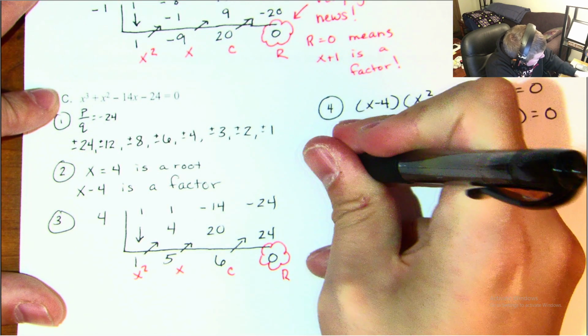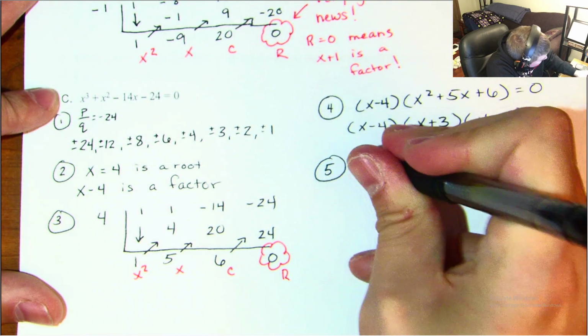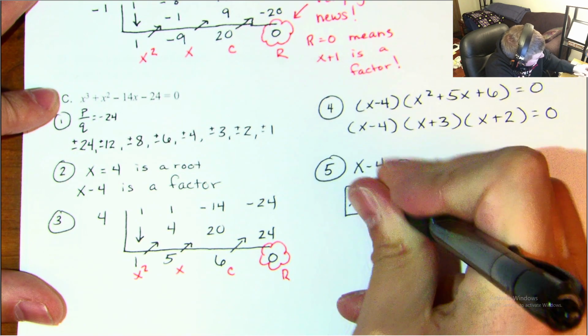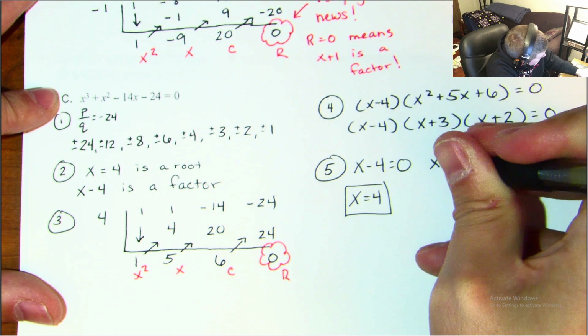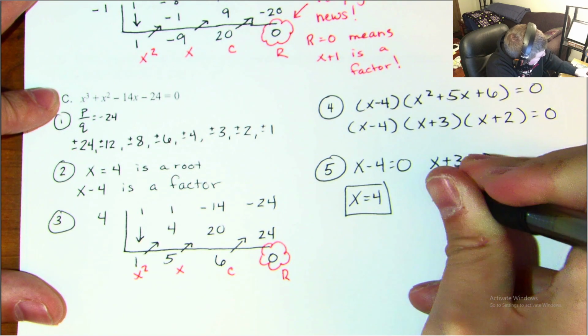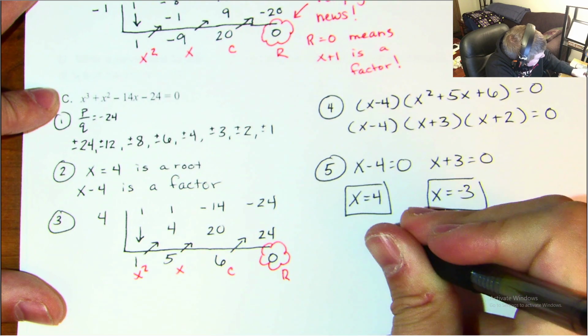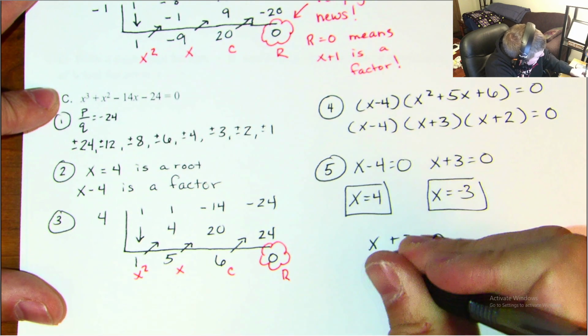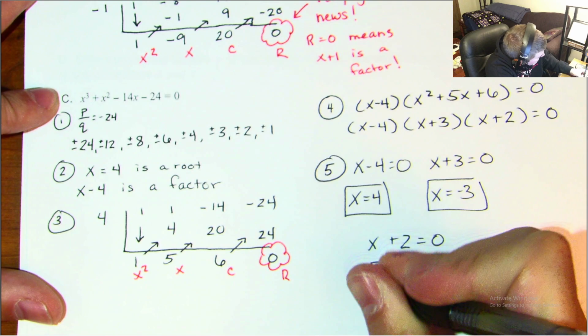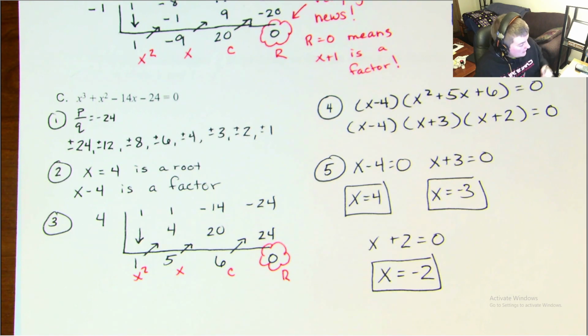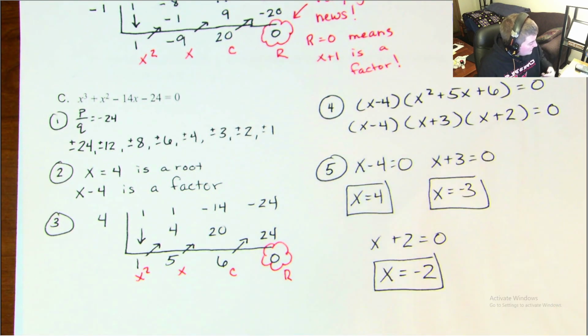And then lastly, I can solve. x minus 4 is 0, that means x is equal to 4. x plus 3 is 0, that means x can be negative 3. And then lastly, x plus 2 is 0, meaning x is equal to negative 2. So those are my answers, right? Because each factor can be equal to 0, making the whole thing 0. And that's how these problems are done.